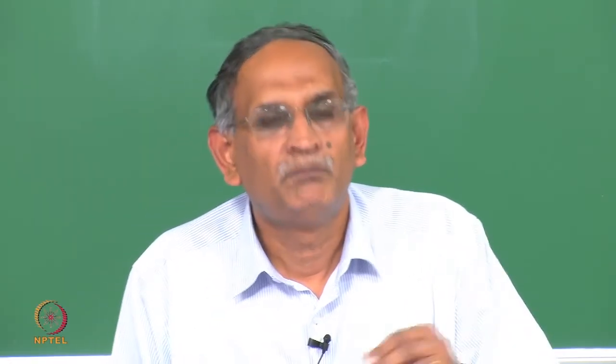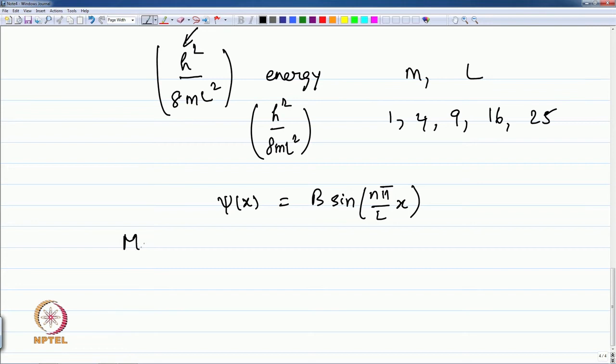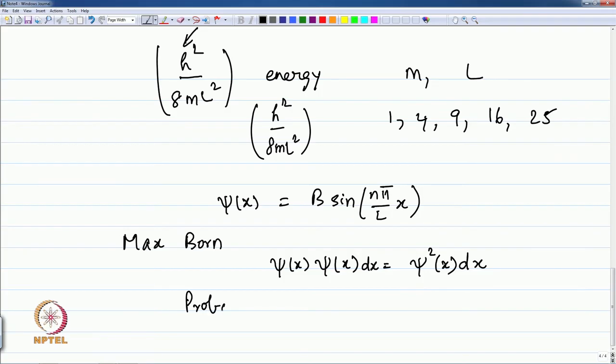What is the meaning of it? Max Born gave the interpretation, namely that the wave function by itself does not have any meaning, but psi star psi, which in this case, since psi is real, is psi squared of x, in a small interval dx gives the probability of the particle being in the position between x and x plus dx.